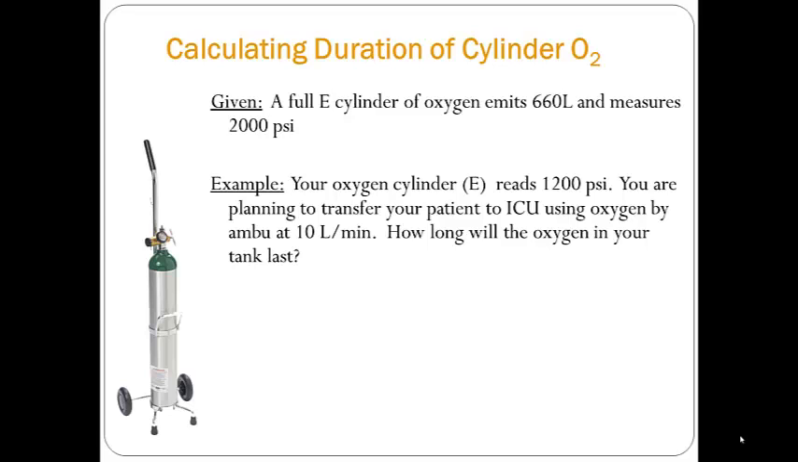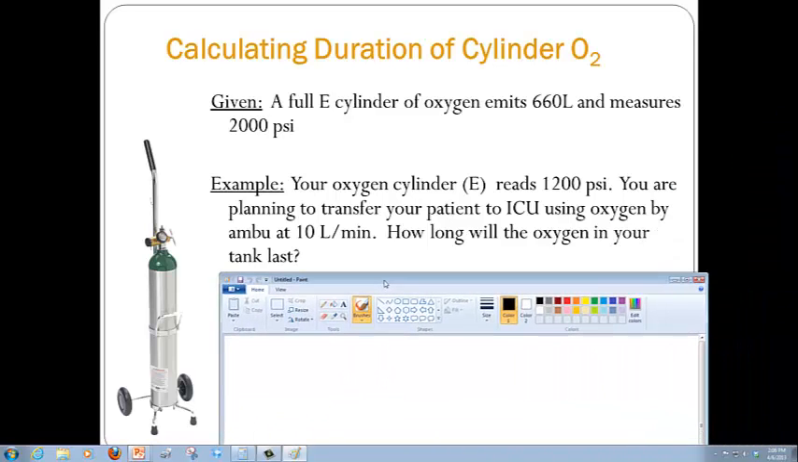Well, in order to calculate the answer, you first need to know the measurements in a full E-cylinder of oxygen. An E-cylinder just describes the size of the oxygen tank. Those oxygen tanks that we frequently use in the clinical area are considered E-cylinders. A full E-cylinder will register 2,000 pounds per square inch pressure on the gauge, and when open to atmospheric pressure will emit 660 liters of oxygen. So, since your cylinder only reads 1,200 pounds per square inch, you need to know how many minutes you're going to have to get your patient transported to the neurotrauma unit.